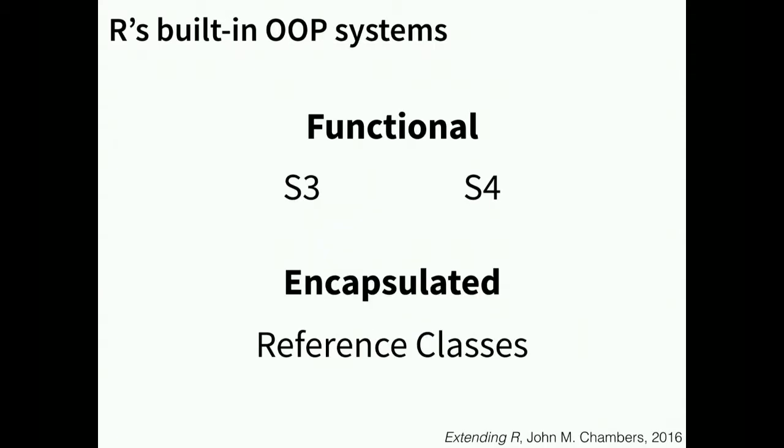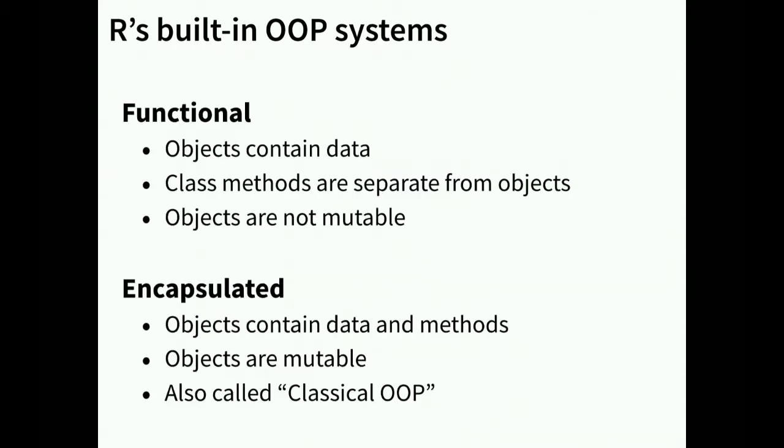All right, so I'm going to start off with talking about R's built-in object-oriented programming systems. There's a classification that John Chambers uses in his book, Extending R: functional object-oriented programming systems and encapsulated object-oriented programming systems. So for the functional object-oriented programming, that's exemplified by the S3 and S4 systems in R. And for encapsulated object-oriented programming, that's exemplified by reference classes in R. And these are the ones that are built into R.